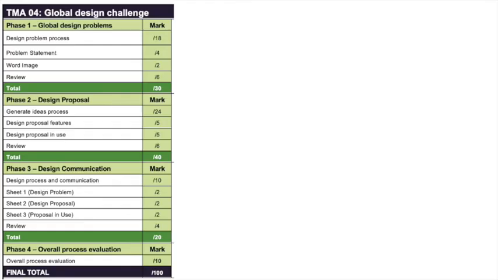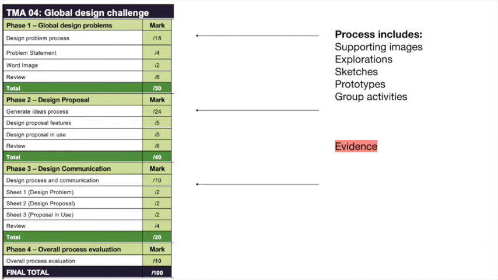Now, when it comes to, finally, TMA4 and the grading, where are the points? So as you can tell, when you start looking, the process includes things like supporting images, exploration, sketches, prototypes, and group activities, and that's where all of your points are, right? So design, problem, process, generate idea, process, and design, process, and communication across the 3 phases are worth the most points. And you want to make sure you have evidence. Make sure that you can prove all of these things.